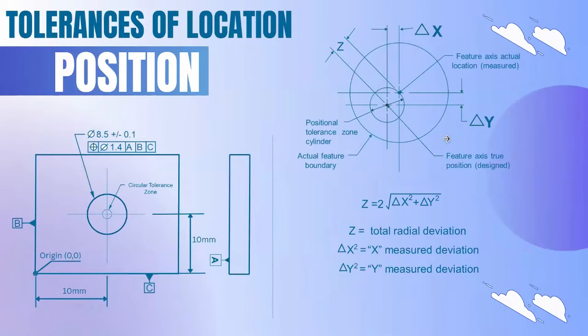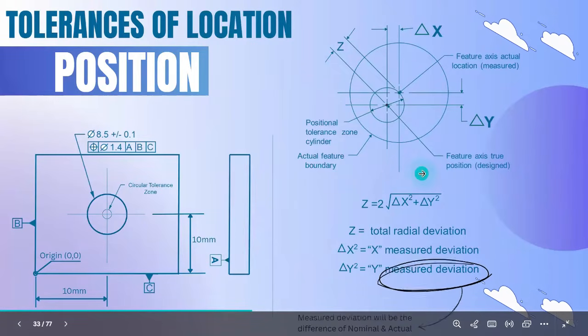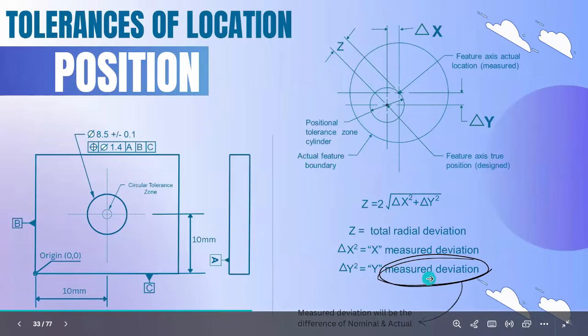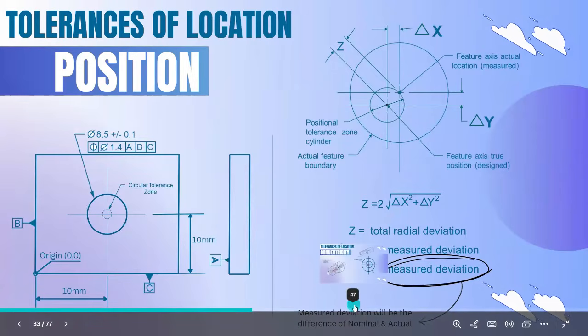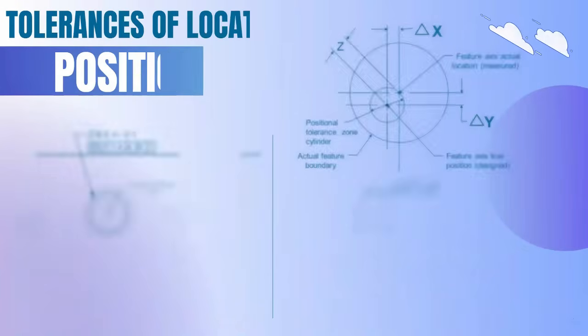Here is the true position formula. Z means overall deviation. Z is equal to 2 times the square root of del x squared plus del y squared. Z will be the total radial deviation, del x is the x measured deviation, not the x value, and del y is the y measured deviation. The measured deviation is calculated as the difference of nominal and actual. If we subtract nominal and actual, we get the deviation.